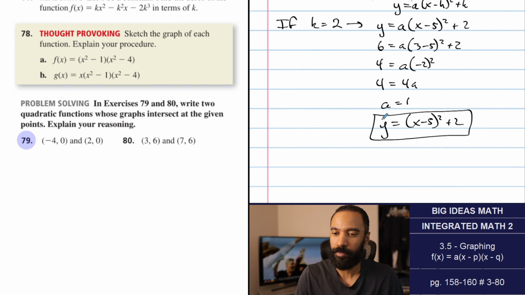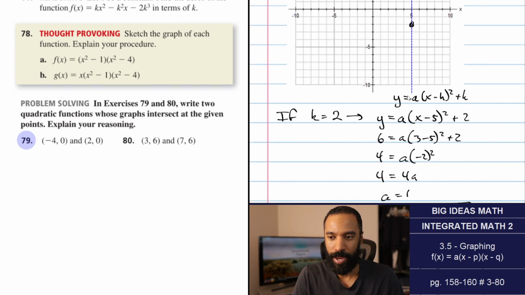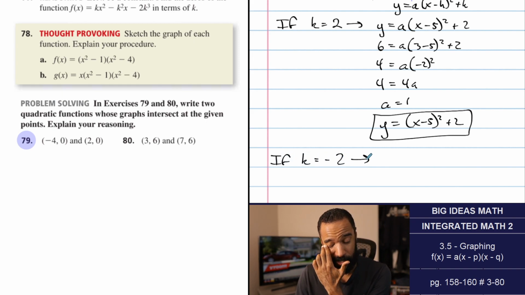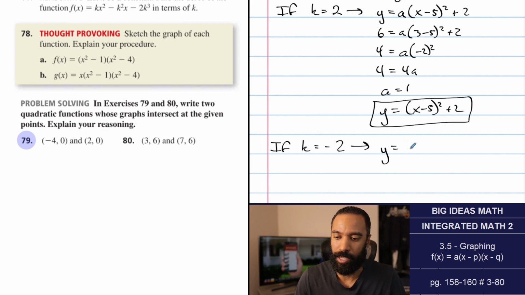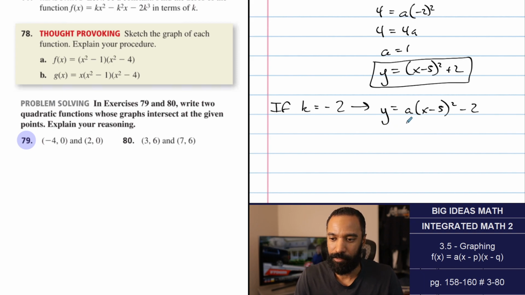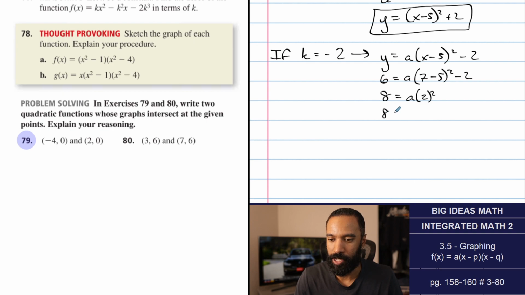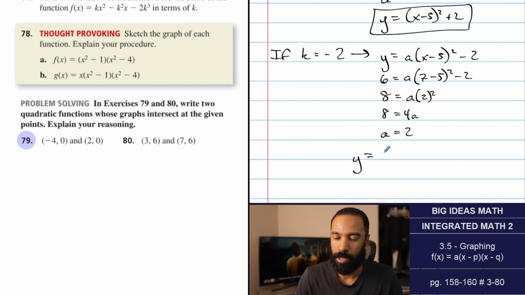Last one. If k equaled negative 2 right here, and I'll use the other point, 7, 6 this time. We'll have y equals a times x minus 5 quantity squared minus 2. So I'm going to use 7 for x, 6 for y. So we'll have 6 equals a times 7 minus 5 quantity squared minus 2. I have to add 2 to both sides, and I'll get 8. This is a times 2 squared. 2 squared is still 4, just like negative 2 squared was. This is 4a, so a equals 2. This equation will be y equals positive 2 times x minus 5 quantity squared minus 2.